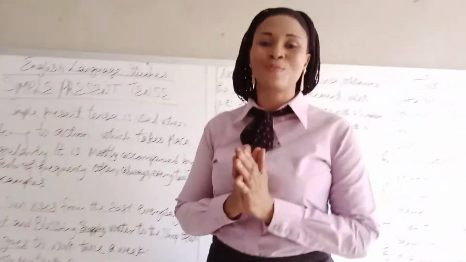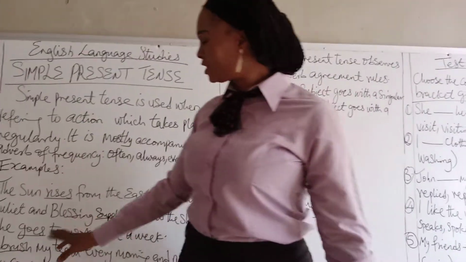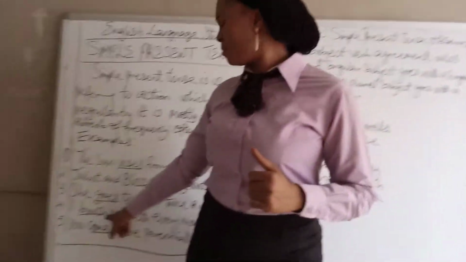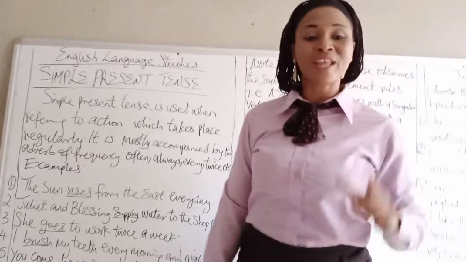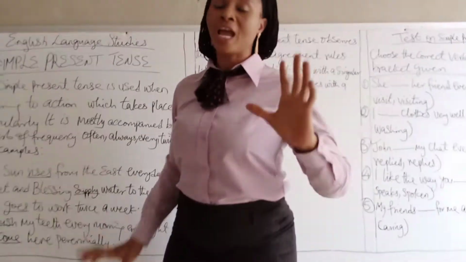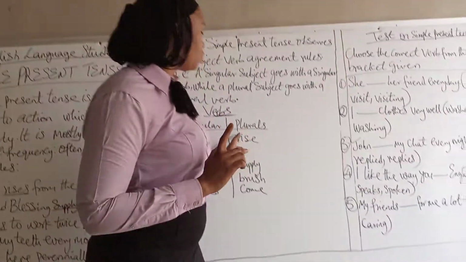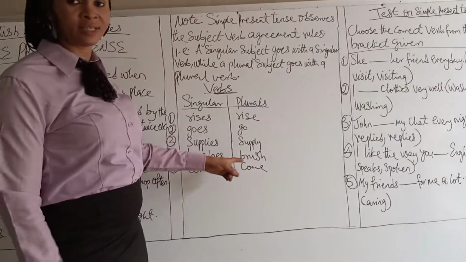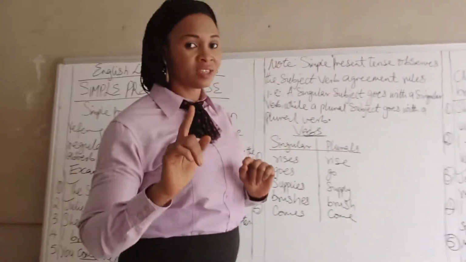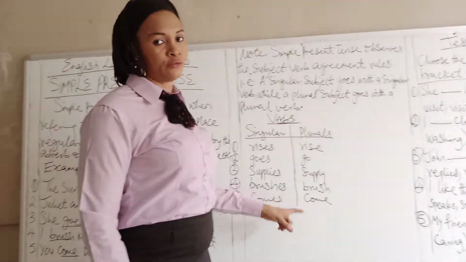Brush. Somebody will say, I is just a single person. How come I didn't add ES or S? That is because I is a first person pronoun. And whenever we are using a first person pronoun, it goes with a plural verb. Please don't forget this. A first person pronoun, that is I, or we, that is the plural form of I, goes with a plural verb.